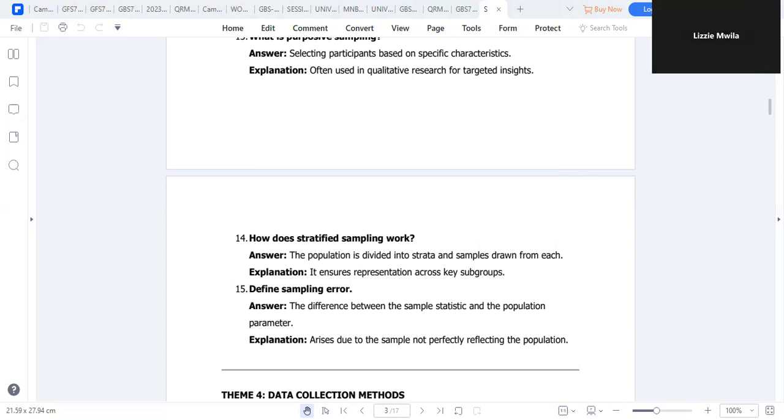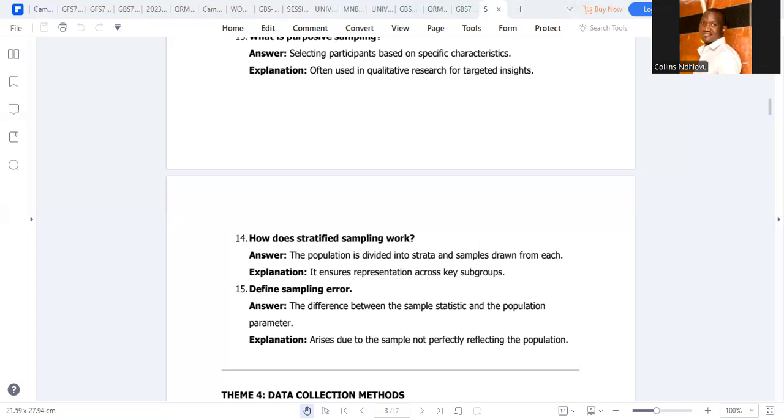What about the sampling bias? Sorry, I keep getting them confused. Okay, sampling bias. What is sampling bias? What is sampling bias? I've been singing about this. I need your interaction. You're too quiet.